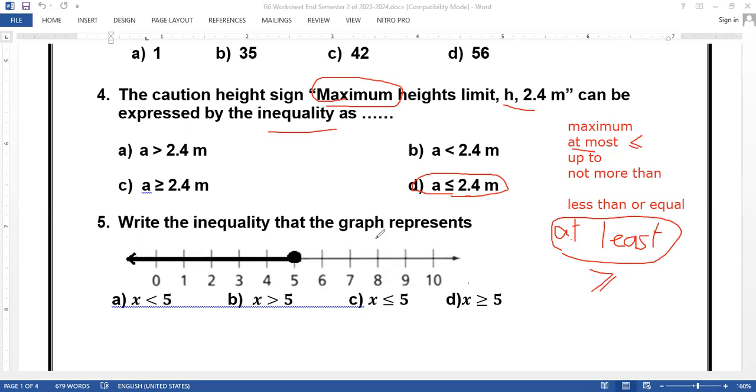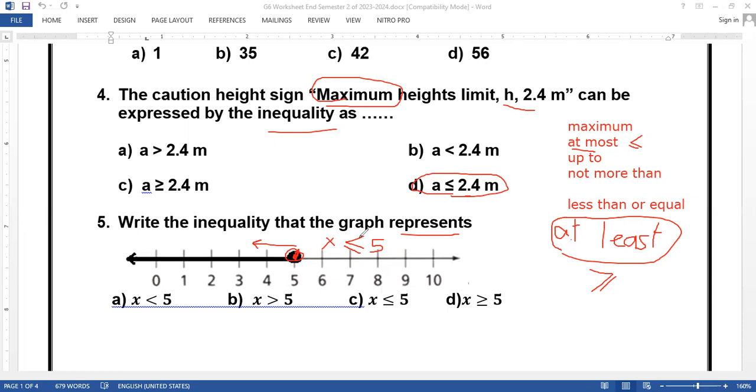Write the inequality that the graph represents. Look, here the main point is 5. But because the arrow goes left, it should be less than or equal to 5, whatever the variable is, x for example. Because the circle is closed, 5 is included in the solutions. So if the circle is closed, we put equal, because 5 is included. Because it goes left, it's less than or equal.